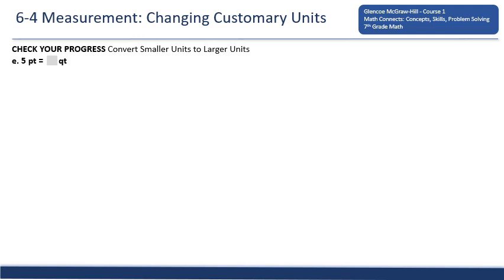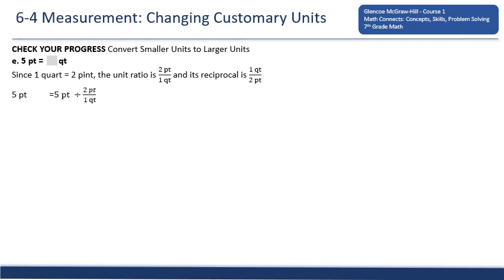Check your progress. Convert smaller units to larger units. 5 pints equals how many quarts? Since 1 quart equals 2 pints, the unit ratio is 2 pints over 1 quart. And its reciprocal is 1 quart over 2 pints. So we have 5 pints equals 5 pints divided by 2 pints over 1 quart. So we're going to convert this.